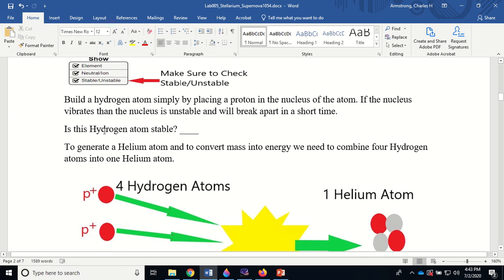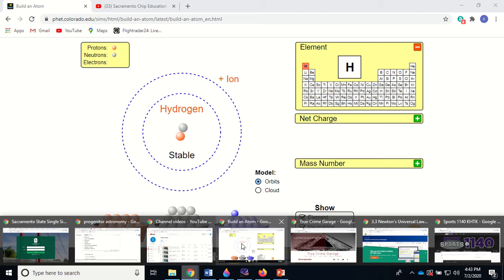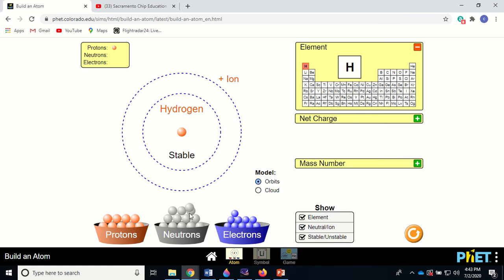So anyway, we just put a proton there. It's not vibrating around, is it? It's pretty stable. Even if I take that out, there's our simple hydrogen. We put a neutron in there. It's called deuteron. If you ever heard of heavy water, remember water is H2O. Well, one of the hydrogens has an extra neutron in it, so that's why it becomes called heavy water.